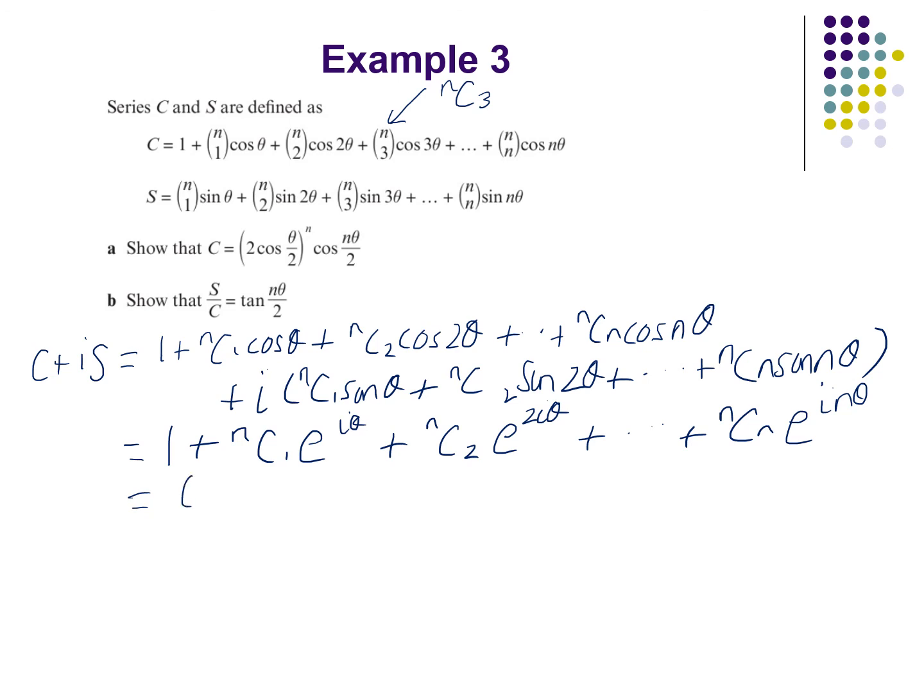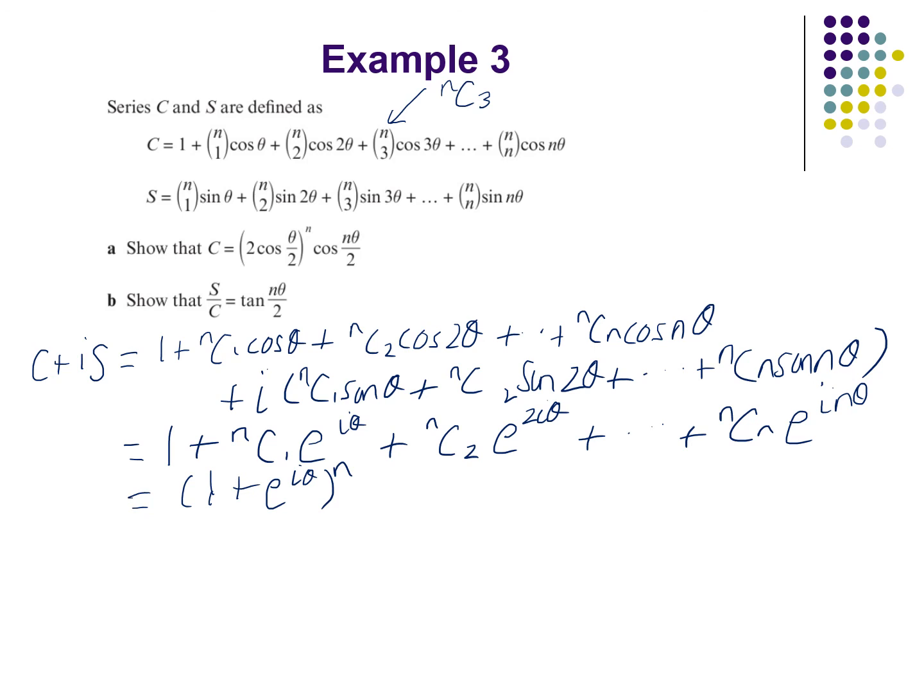That is the same as 1 plus e to the I theta to the power n expanded binomially. So you just convince yourself that that's the case. You get the 1 at the beginning, you get the n choose 1, one of those, you get the n choose 2, two of those, etc. How clever is that?